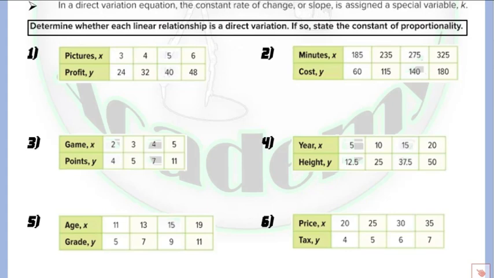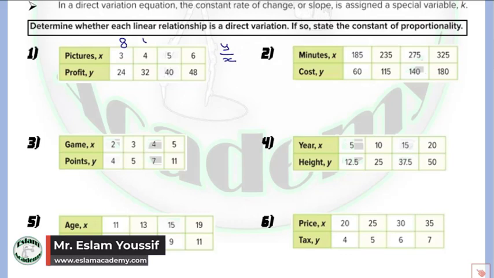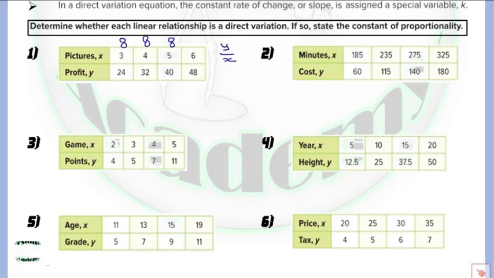At first, to find the ratio, we'll just divide y over x. In all of the cases, we'll just divide y over x. 24 divided by 3 equals 8. And 32 divided by 4 equals 8. 40 divided by 5 equals 8. 48 divided by 6 equals 8. You will find that all of the ratios are equal. It means this relation is proportional. Once we have the relation proportional, it will be direct variation. And the constant rate of change, or the rate of proportionality, will be equal to 8.